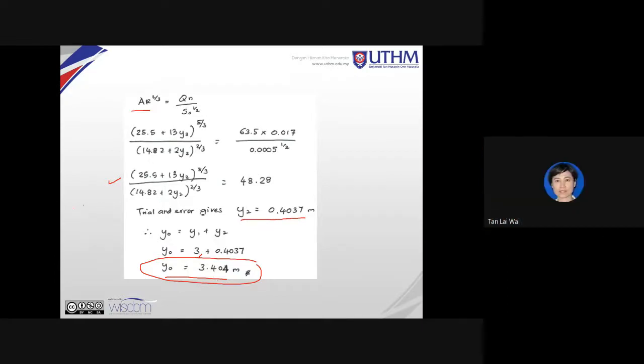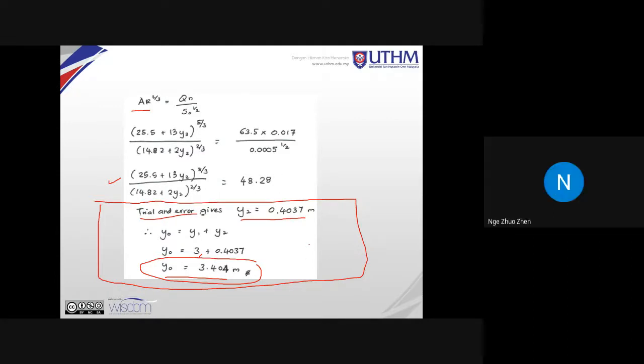The rest are the same, except up to here. From here, you need to use the graphical method already. You cannot use trial and error. Thank you for asking. It slipped my mind too. It says graphical, but I have trial and error here. I forgot to remind you.